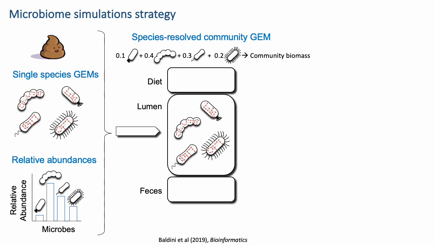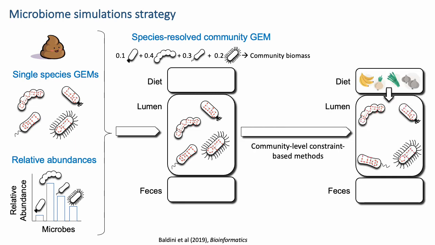We then computationally simulate the community model by using community-level constraint-based methods under a specified diet. So for our simulations, we simulated a typical Western diet by using an American average diet whose composition was available, and then by solving the model we could predict the growth of different microbes in the community, and we could also predict which microbes produce what metabolites or consume which metabolites in the community for that diet. And furthermore, we can predict the metabolites that are secreted into feces by the entire community.